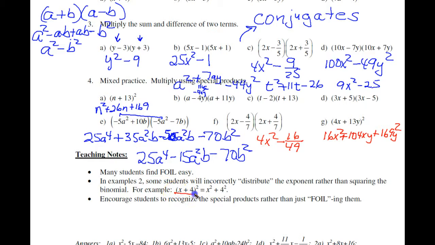Again, this was the example I told you about that many students on the test got wrong. They forgot to put that middle term in there. So the rule is square this, multiply these two and double it, and square that. You have to practice that to get mastery.